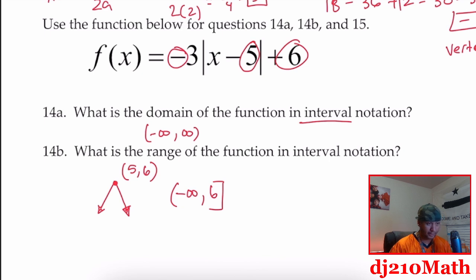You might have to listen to that a couple times. But the domain of an absolute value, as long as there are no holes, and there are no holes because there's no fraction, is negative infinity to infinity. And the range is always from the y component of the vertex towards one of the infinities. This one opens downward, so it's negative infinity up to the y component of the vertex.